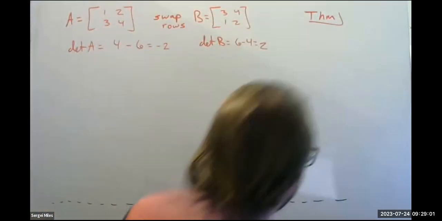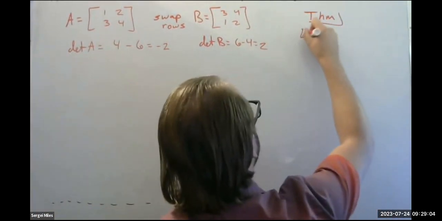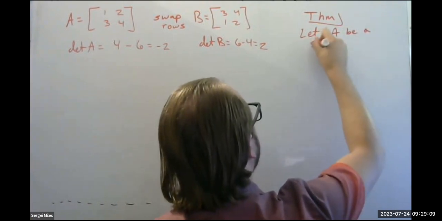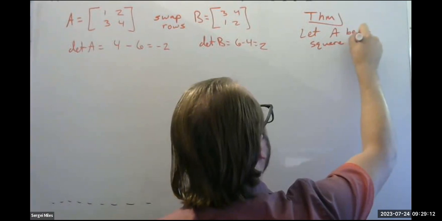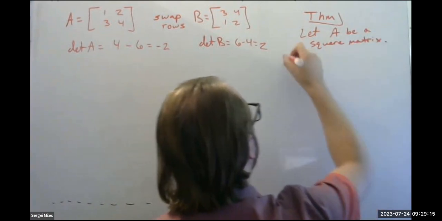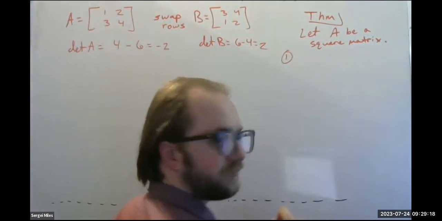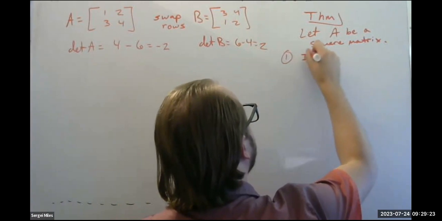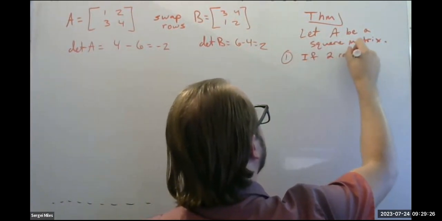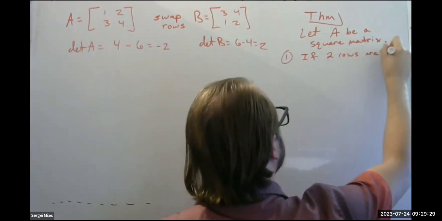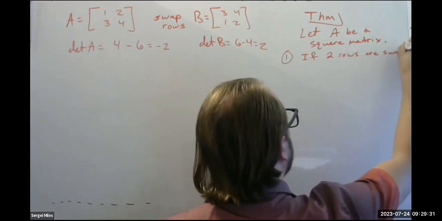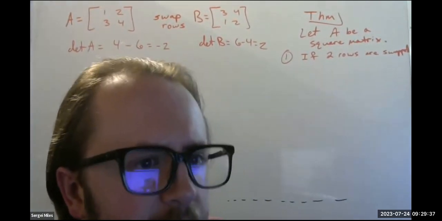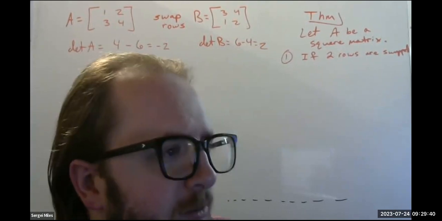So this is going to be our first note here. First of all, this is for any square matrices. Let A be a square matrix. All right, so number 1. If 2 rows are swapped... I'm running out of space. Let me make sure that's still on the board. We're still on the screen. Okay, good. Oh, that's kind of small. I'll have to write a little bit bigger.